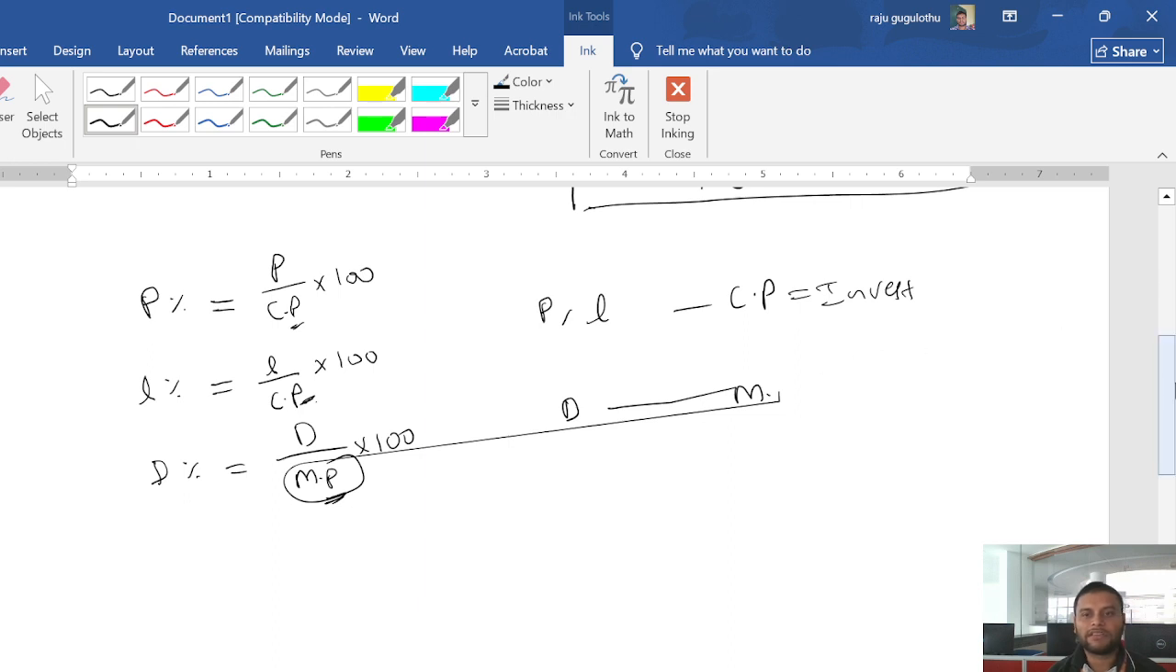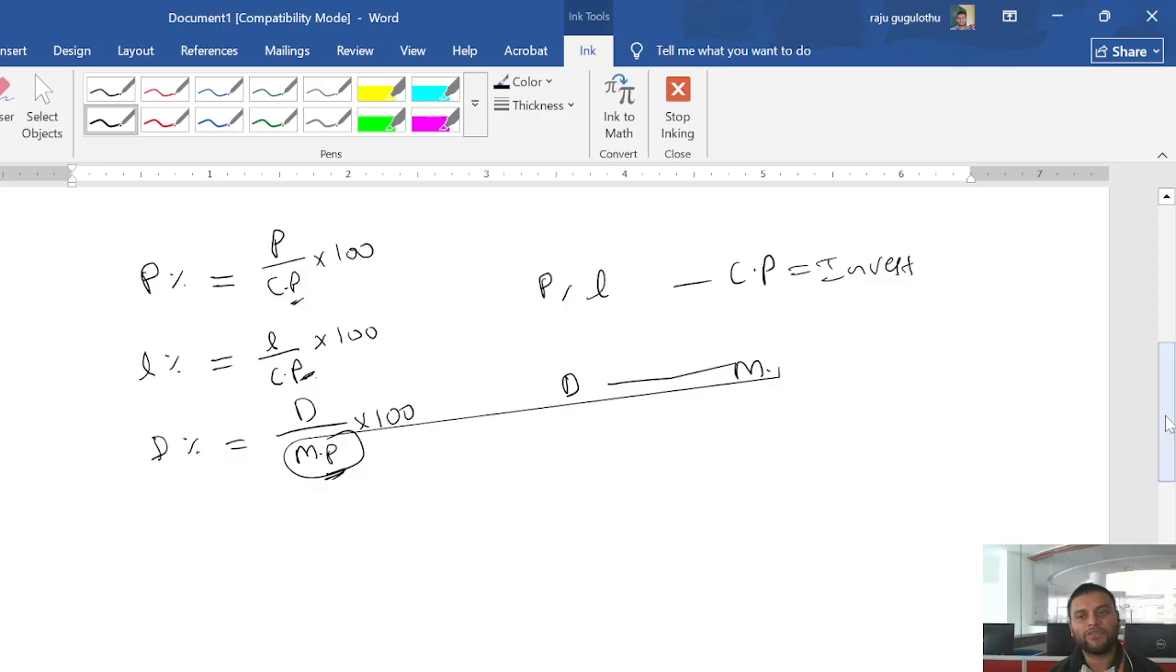These are the basic things we have to know in profit and loss, my friends. Now what we do is we'll go to the questions, we answer questions one by one and understand the concept there.